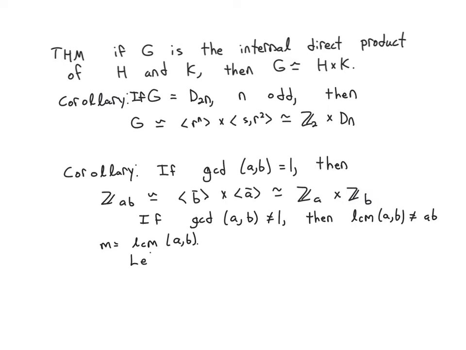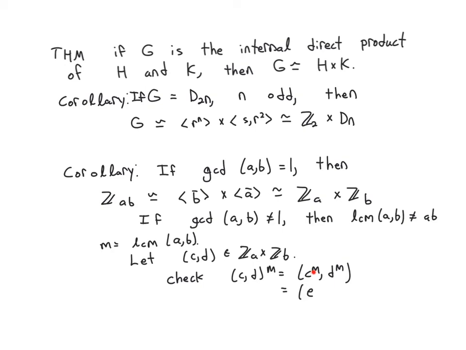And you can take any ordered pair in this direct product, and you can check that the mth power is going to be c to the m, d to the m. Because m is a multiple of A, c to the m is the identity. Because m is a multiple of B, d to the m is also the identity.